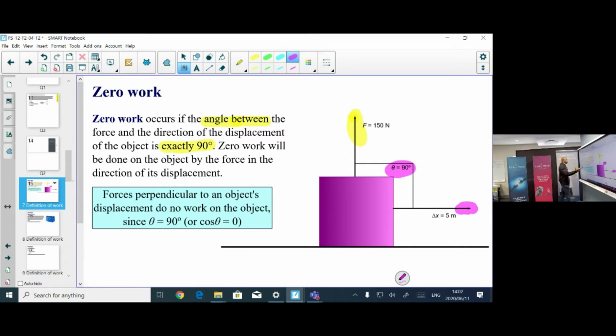All right, I need you to look at this. If we have forces that are all perpendicular to an object's displacement, they're not going to give us any work at all. Why? Because the angle is equal to 90.